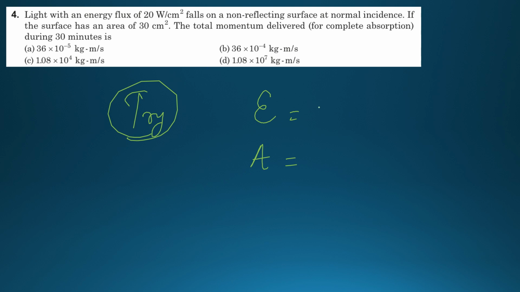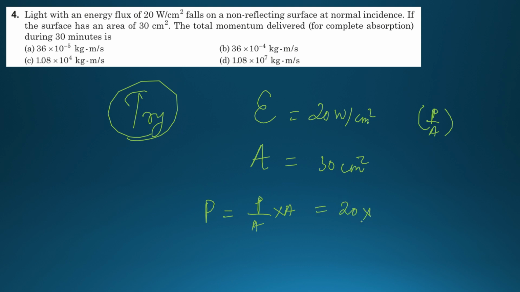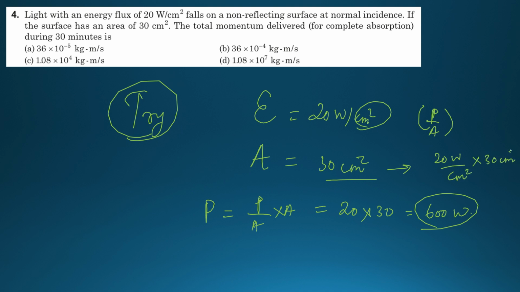Energy flux, from the unit, what can you guess? 20 watt per centimeter square. That means it's power by area. Area is given as 30 centimeter square. So if I multiply these two, power by area into area, I will get power. So power is equal to energy flux into area, 20 into 30, 600 watt. You may ask, sir, I could have converted into meter square. No need, because this is centimeter square and this is centimeter square, so they cancel each other. So power is 600 watt.